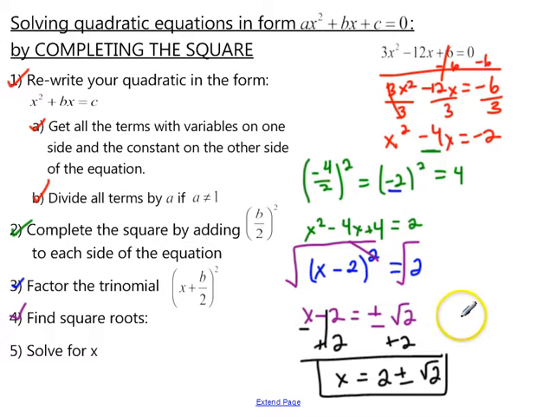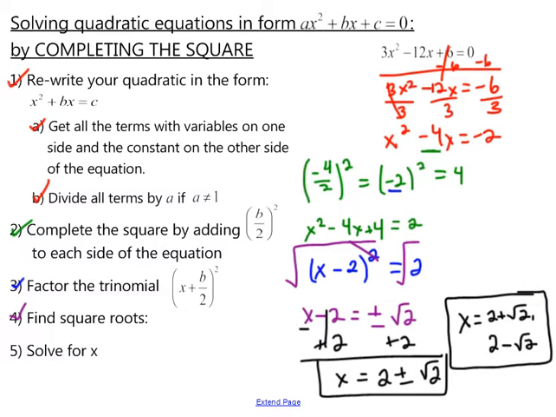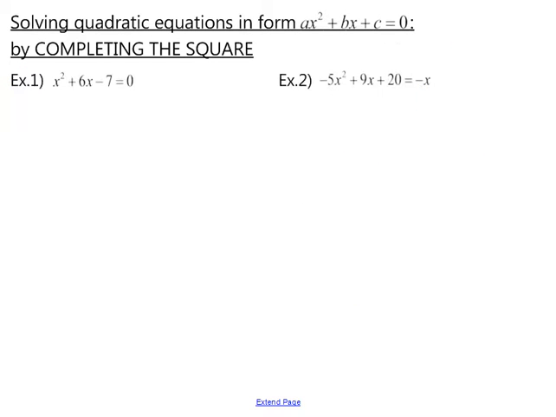What that really means is that x can be equal to 2 plus the square root of 2, and it can be equal to 2 minus the square root of 2. So there are two answers for x. Now I want you to go ahead and try the second example, and then check back with me when you're finished.